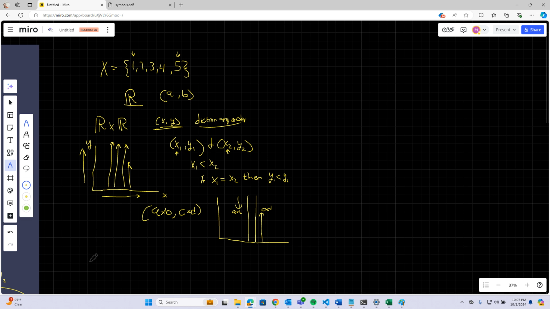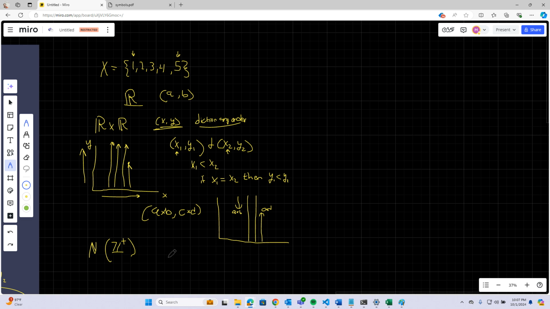Sorry, let me go ahead and write this out. So we have the naturals, right? Or you may see it written as Z positive. You may see the plus down here as well, but not that big a deal. We can give that the order topology.